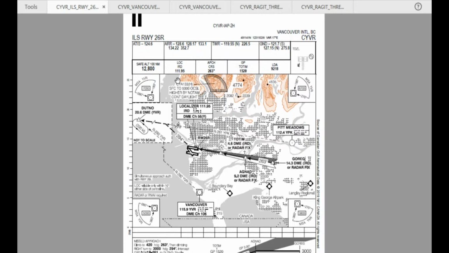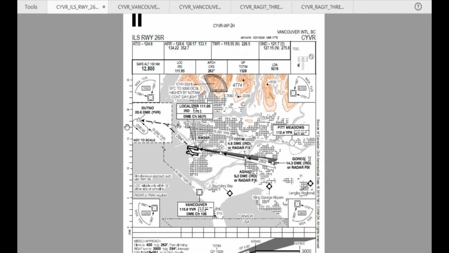Alright, so the next box is the localizer frequency and the localizer identifier, India Romeo Delta. Then our final approach course, 263 degrees, and the final approach fix altitude. So in this case, the final approach fix is Totem, and if you were on the glide path, that would be 1,520 feet.